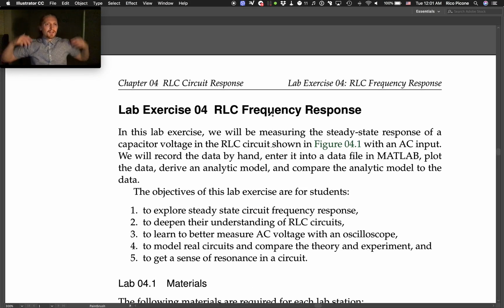Going to record a little video of the lab exercise 4, RLC frequency response. Welcome to lab 4.